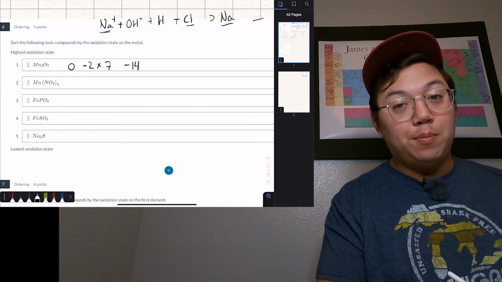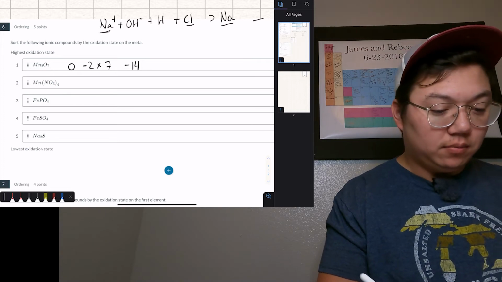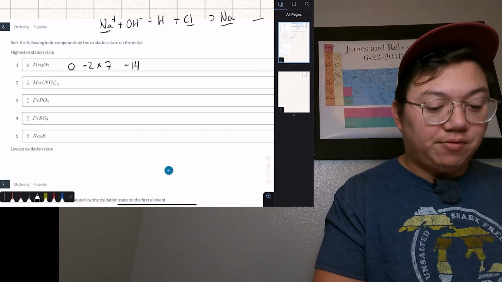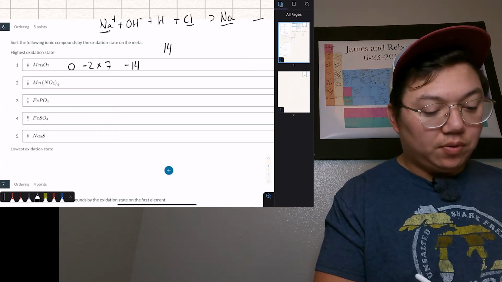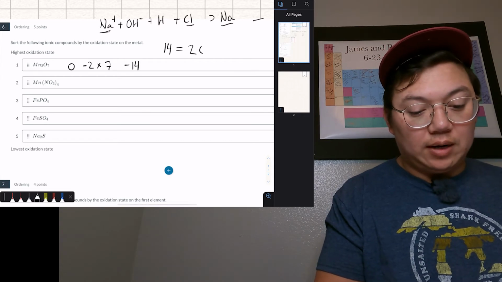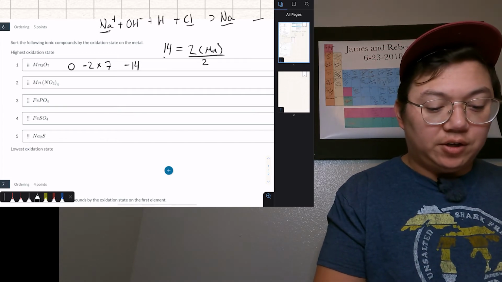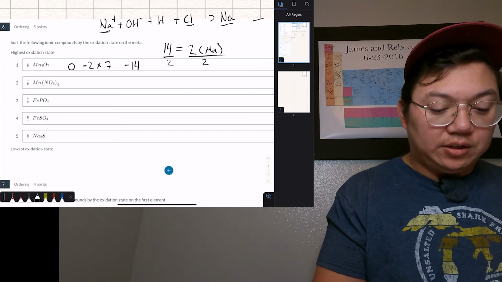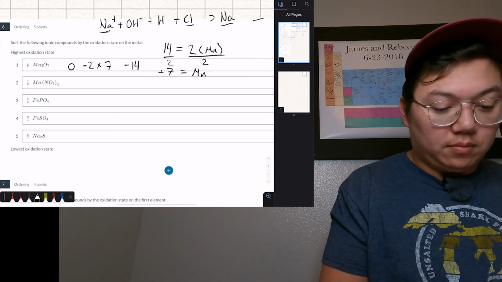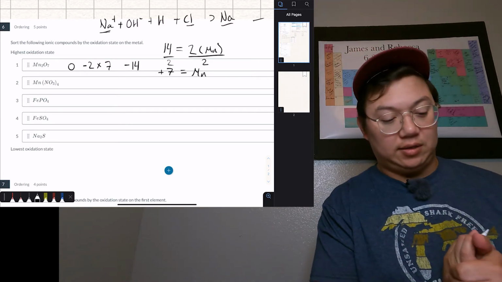But we have 2 manganese. So to get the charge on a single manganese, we know the charge on both of the manganese together has to be 14. So it has to cancel out the charge on oxygen. So 14 is equal to 2 times the charge on manganese, or the oxidation state on manganese. So we divide both sides by 2. Then our oxidation state for a single manganese is positive 7. So that's what I'm looking for on these questions: on a single metal, what is the oxidation state?